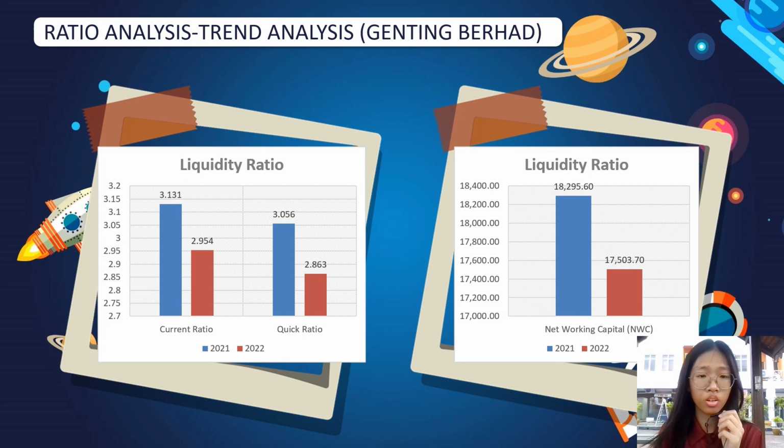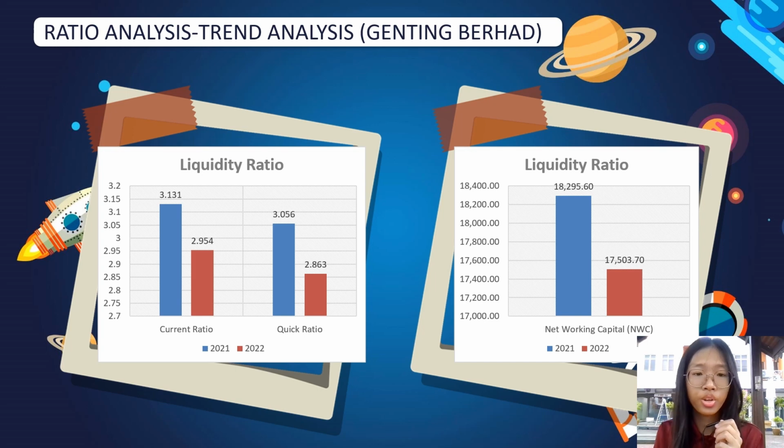I will explain the ratio analysis in 3.1 ratio analysis. First, the liquidity ratio of Genting Berhad in year 2021 was higher than year 2022. First, the current ratio of Genting Berhad showed 3.131 and 2.954, which was above 1, meaning enough assets to pay the short-term obligation.